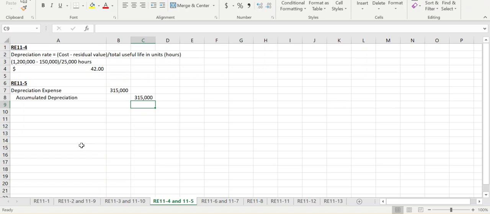That $42 per unit rate is not going to change over the life of the asset.